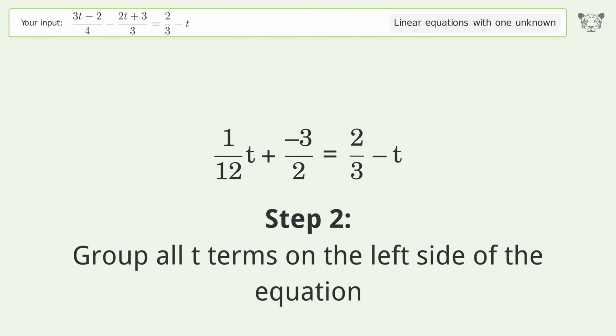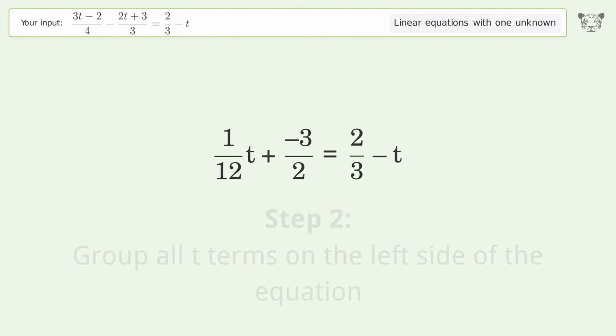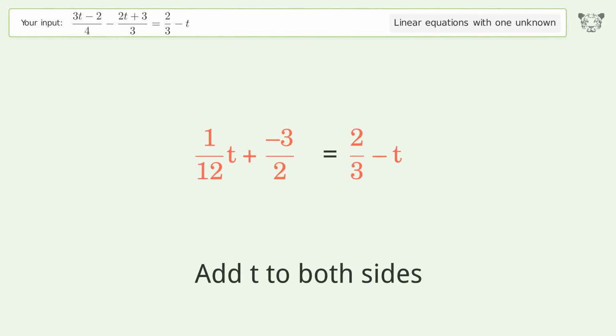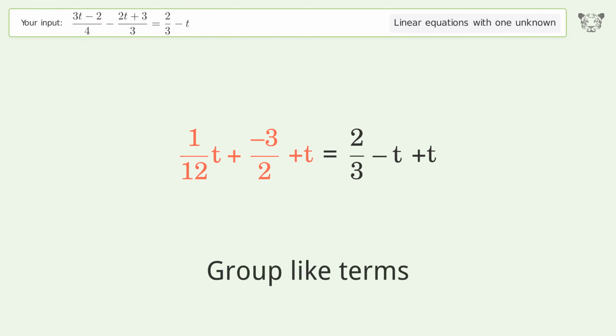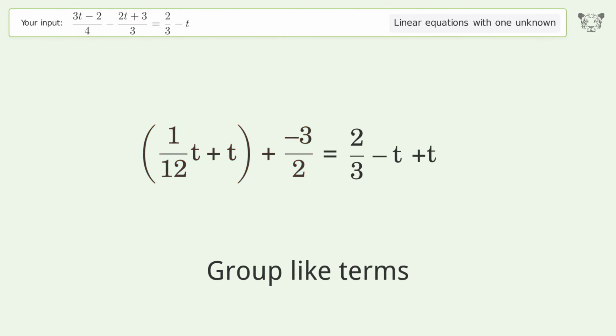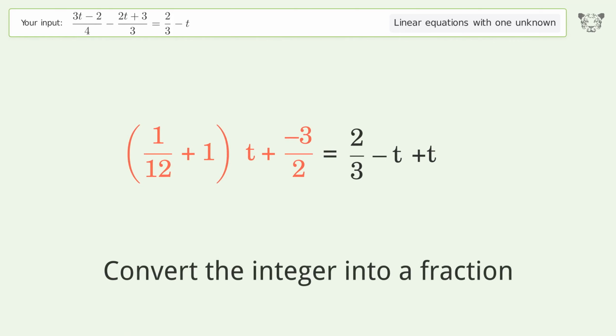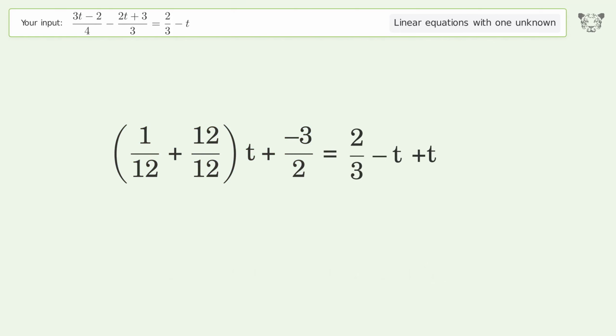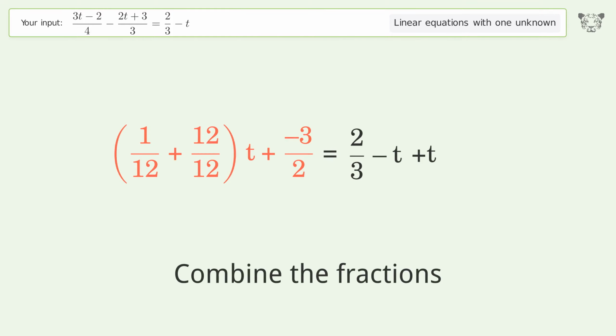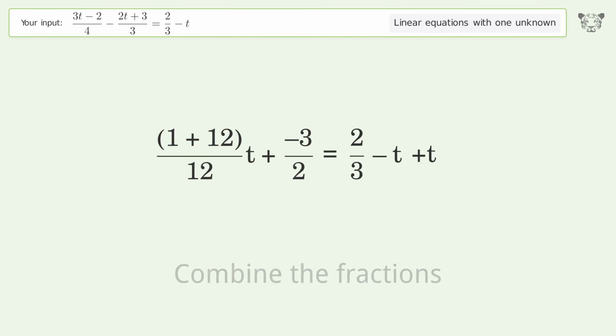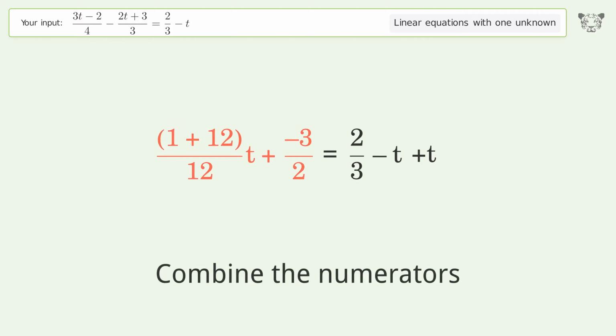Group all t terms on the left side of the equation. Add t to both sides. Group like terms. Group the coefficients. Convert the integer into a fraction. Combine the fractions. Combine the numerators.